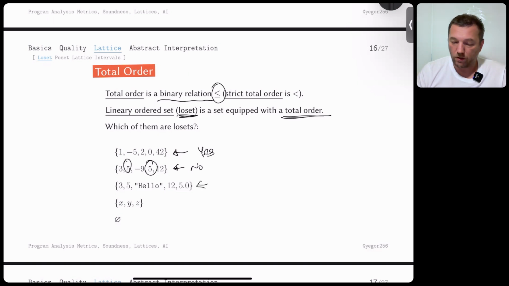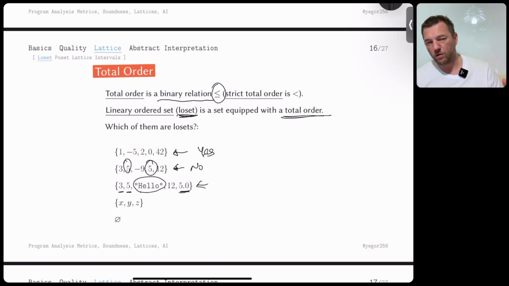This one I believe is not a low set, because you cannot compare 5.0 with, for example, 3. And you cannot compare hello with, for example, 5. I mean, in my world, maybe you can, but by just looking at this set, we can say that no, they're not comparable. So this is not a linearly ordered set.